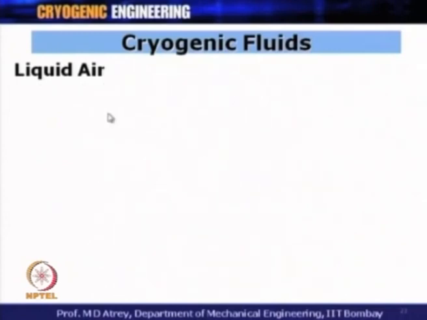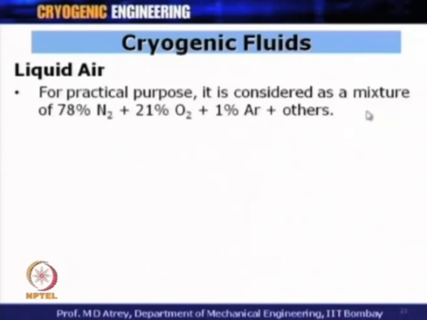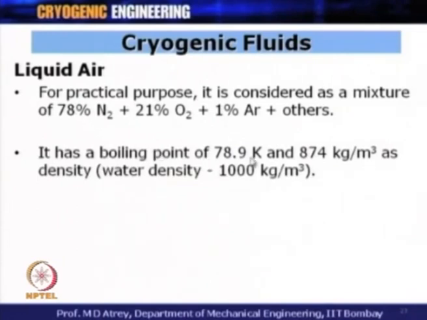Liquid air. As you know, liquid air is a mixture of various gases: 78% nitrogen, 21% oxygen, 1% argon and others, meaning CO2, moisture, etc. But normally we can call it 79% nitrogen and 21% oxygen if we forget about these others. It has a boiling point of 78.9 Kelvin and a density of 874 kg per meter cube.